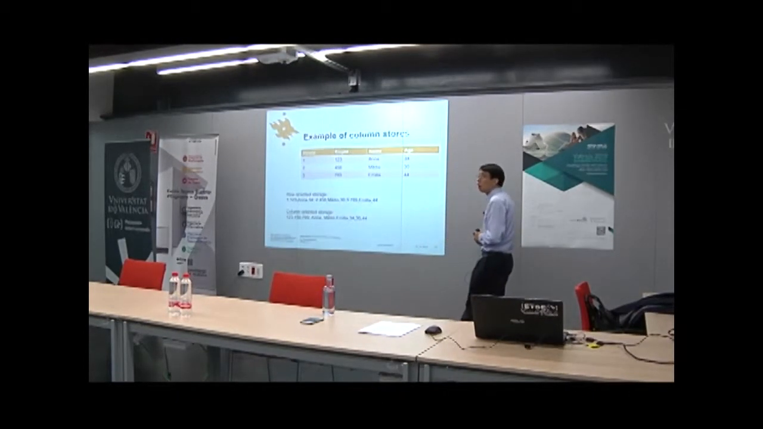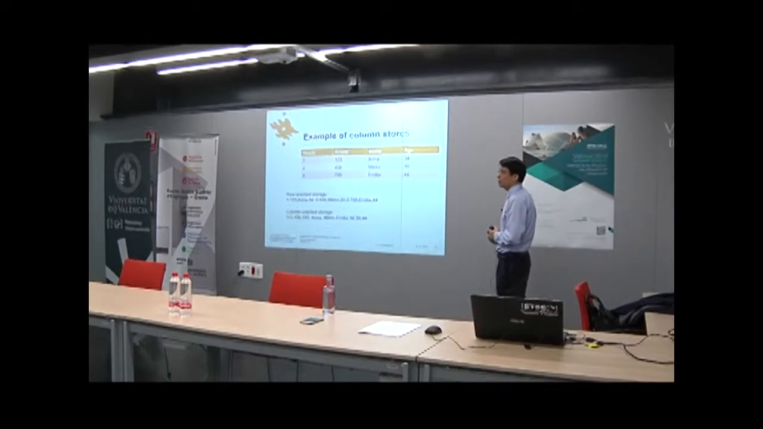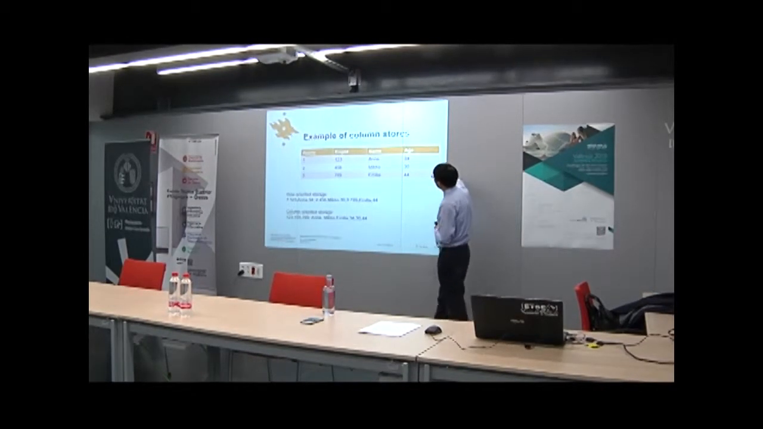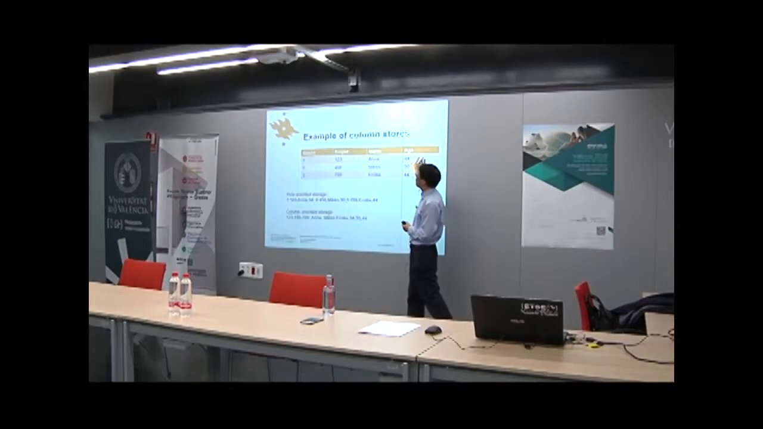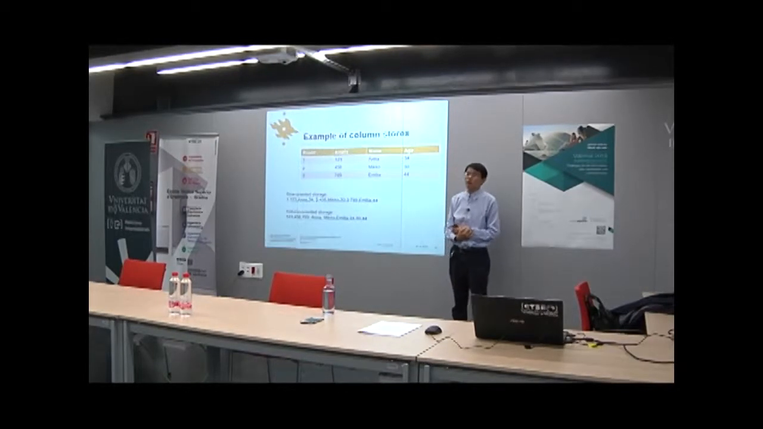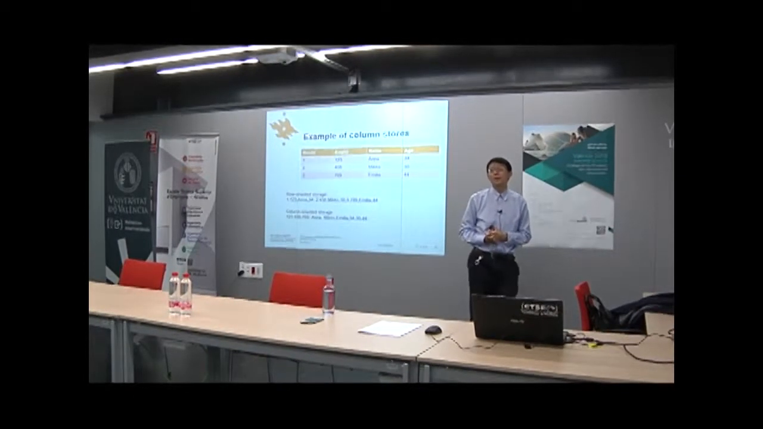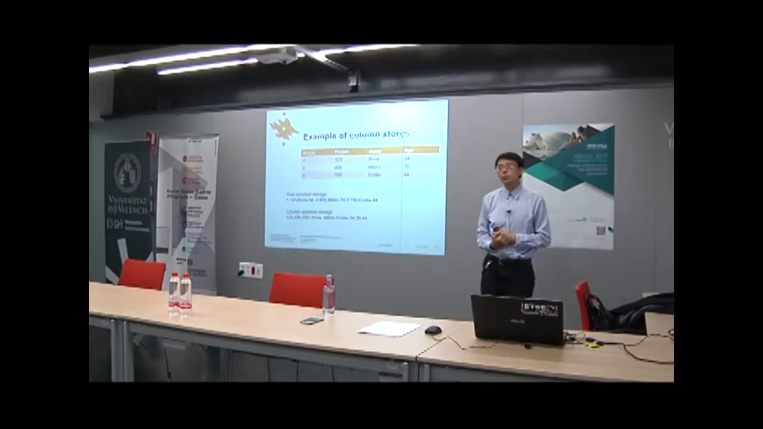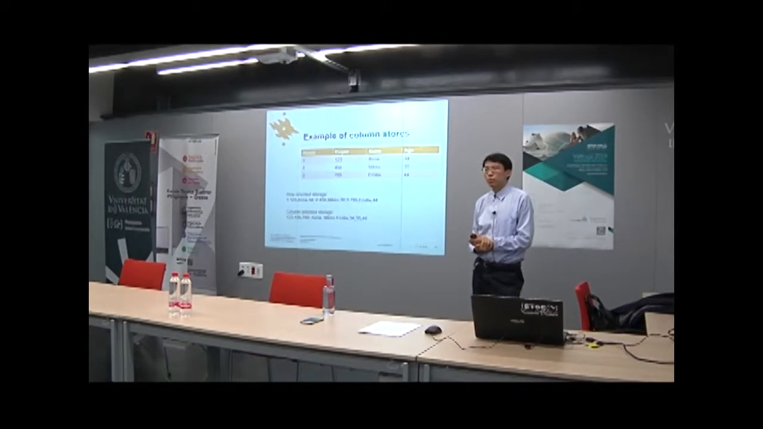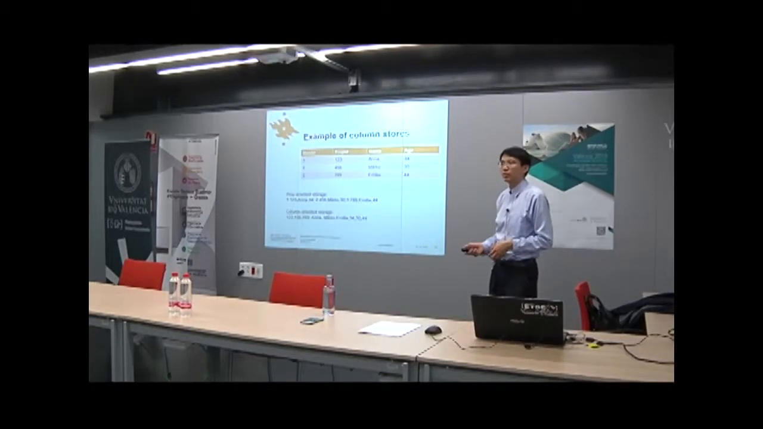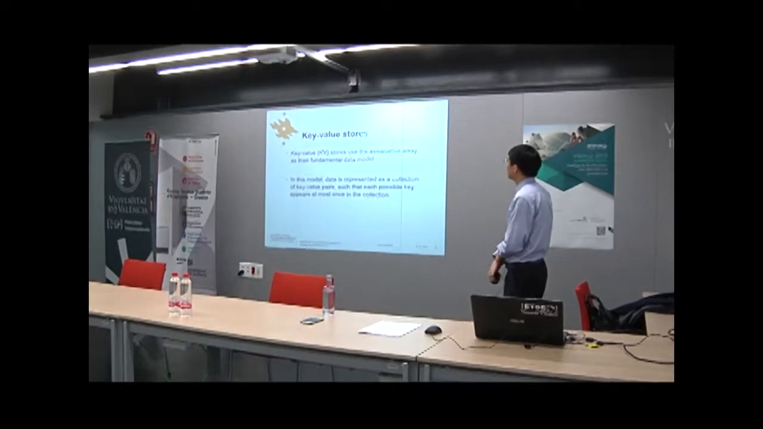But a row-oriented database is very efficient for the selection of one tuple or one row of information. So that's a key difference between the row-based storage and column-based storage.